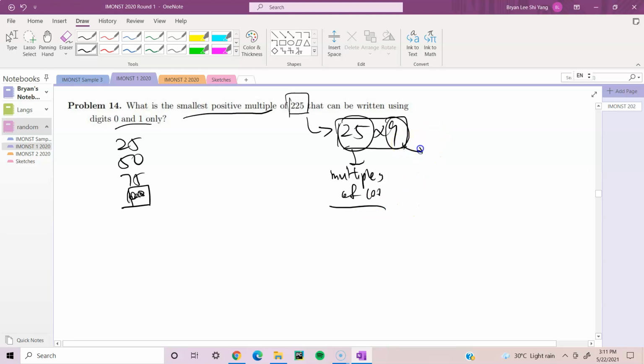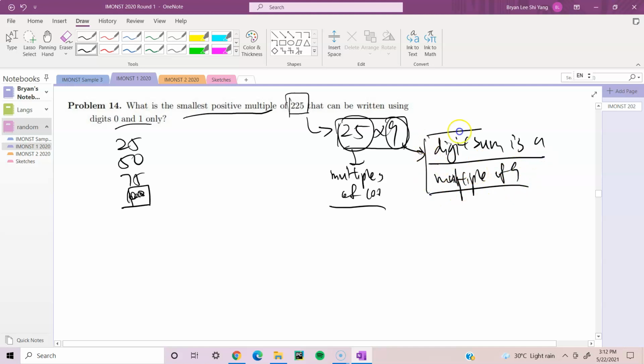Now, for 9, this one's a bit tricky, but basically, if you want a number to be a multiple of 9, then its digit sum is a multiple of 9. Now, some of you might ask, why is this so? But there are many videos on YouTube which explain this, so I'll not explain further.